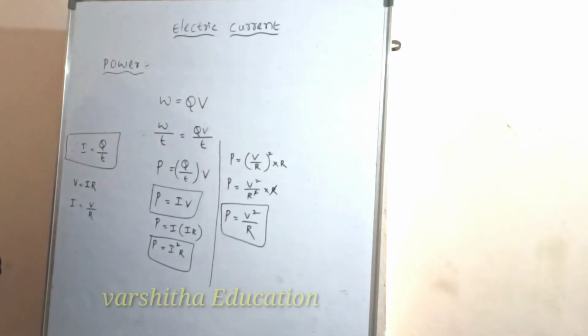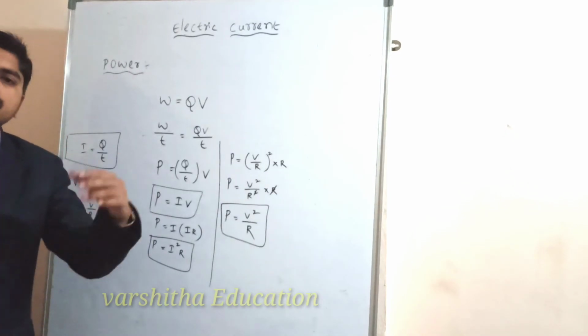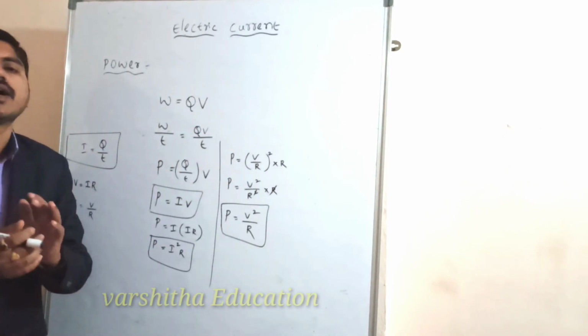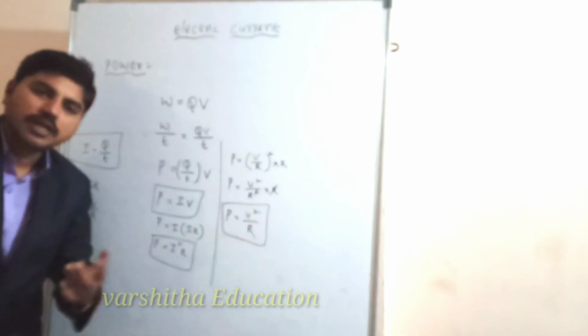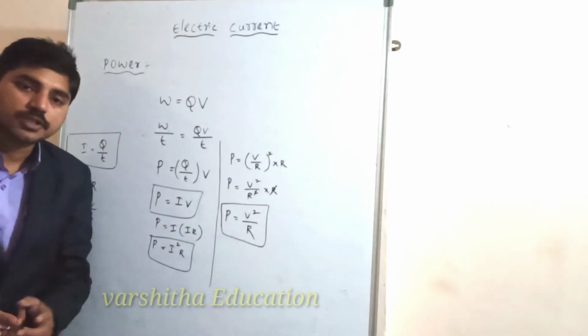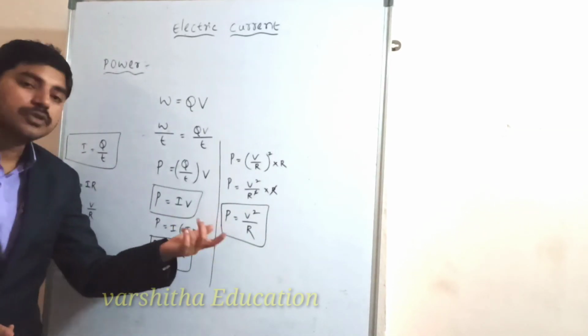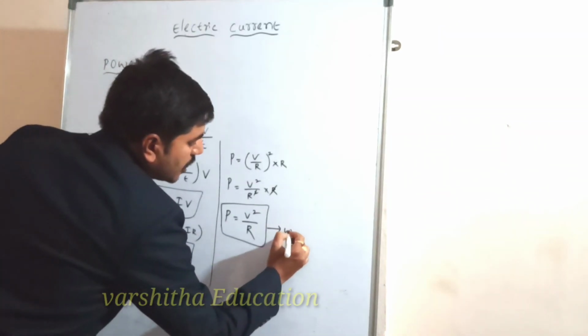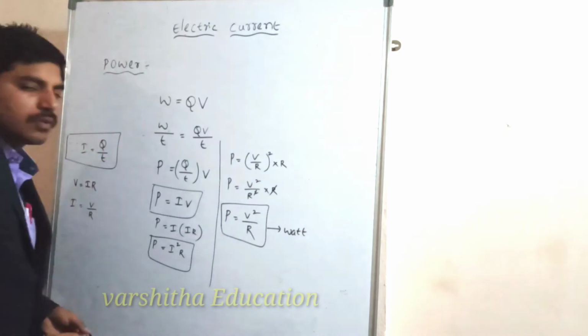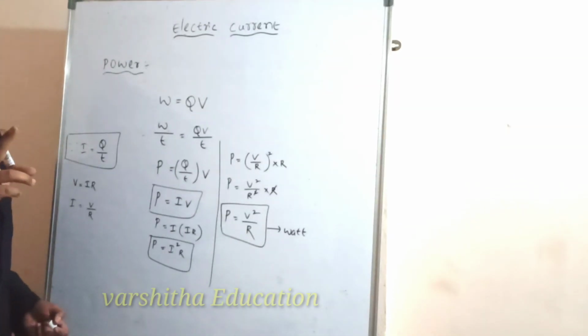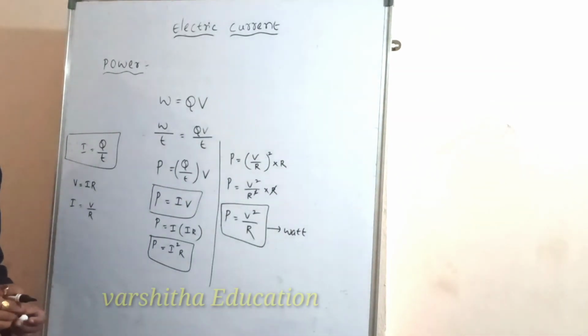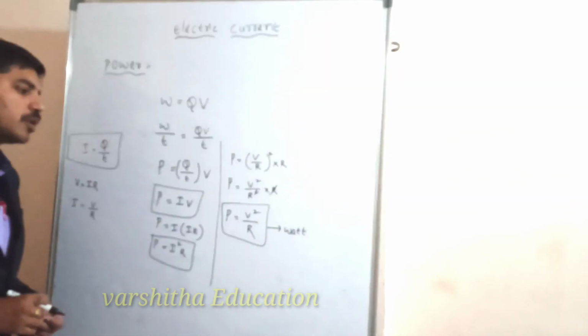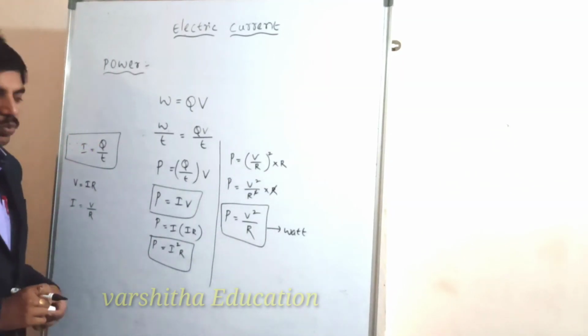So in these three formulas, if you know any two values, then we can easily find the third value. If potential and resistance are given, we can easily find how much power it is. And power should be calculated in watts. 1 kilowatt is equal to 1000 watts. Kilo means 1000.